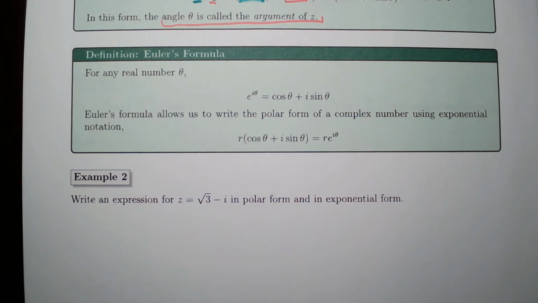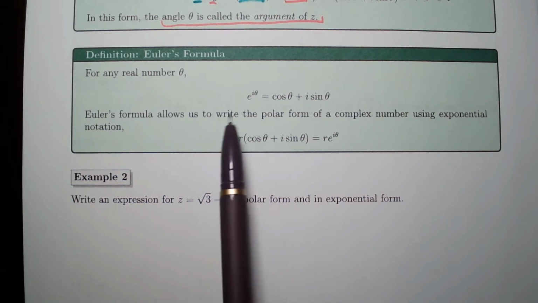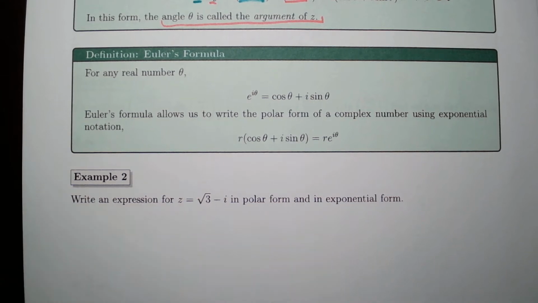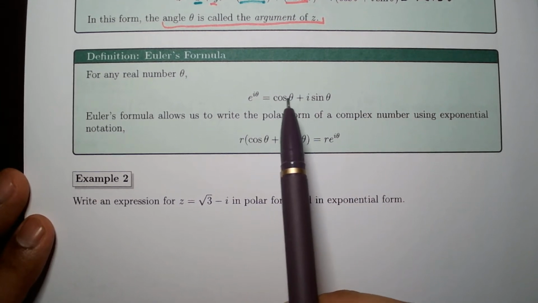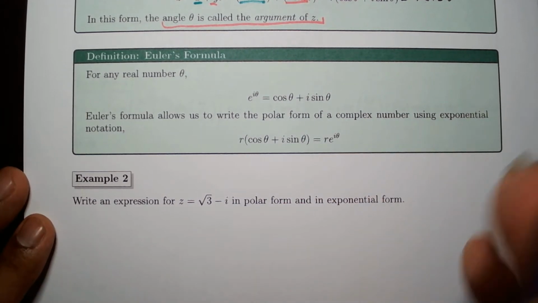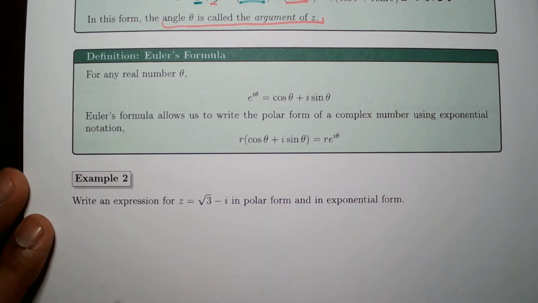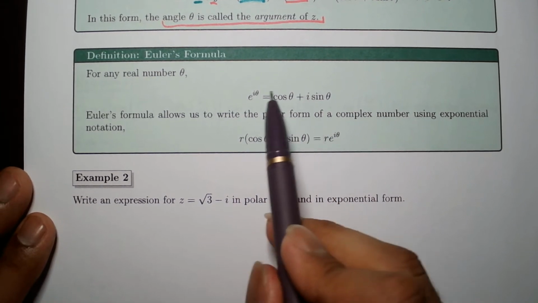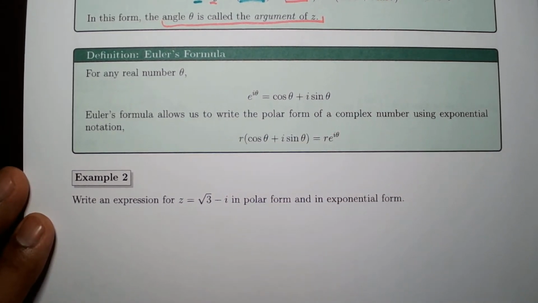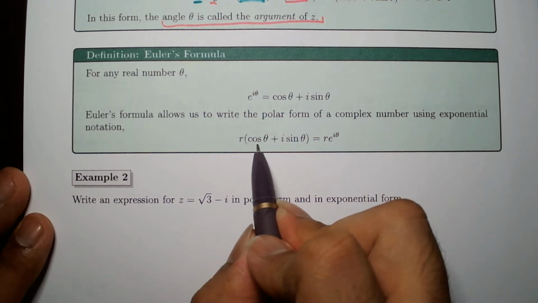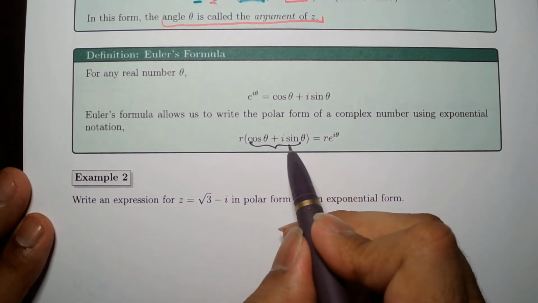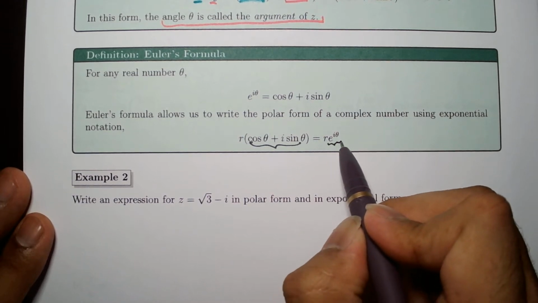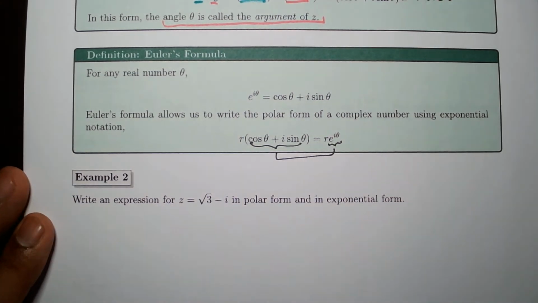So doing a proof of this formula, it's a little bit beyond the scope of our course. We would need to know a little bit more of infinite series, which is something that we haven't covered in this class. So we just take this formula and all we do is replace cosine theta plus I sine theta with e to the I theta.